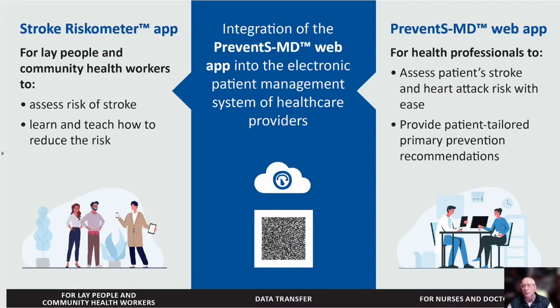These two digital tools are complementary, Stroke Riskometer and Prevents. They're complementary to each other and ideally should be used in tandem. Healthcare providers use the Prevents web app on their office computers and gadgets, while lay people and community workers use the Stroke Riskometer mobile app on their smartphones and gadgets. There is an option of data transfer from Prevents to the Stroke Riskometer app on the patient's smartphone.